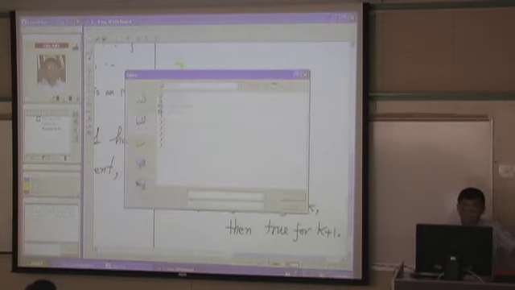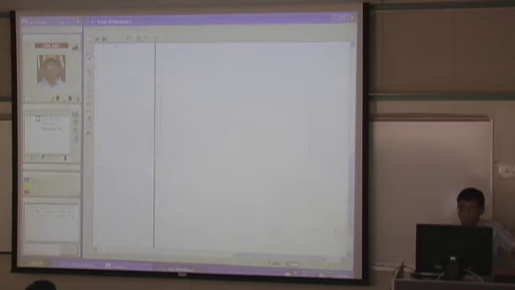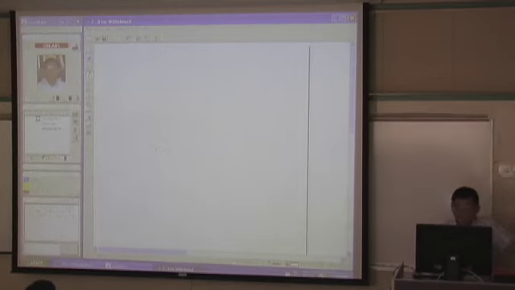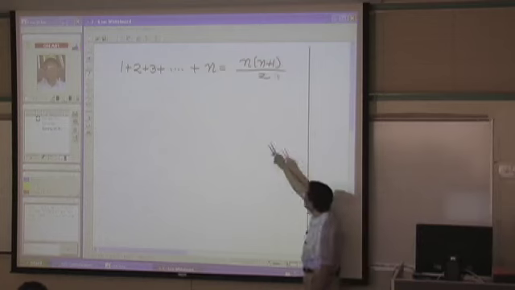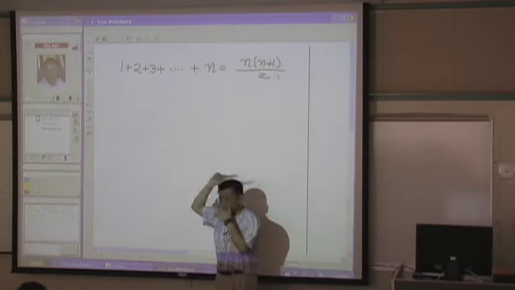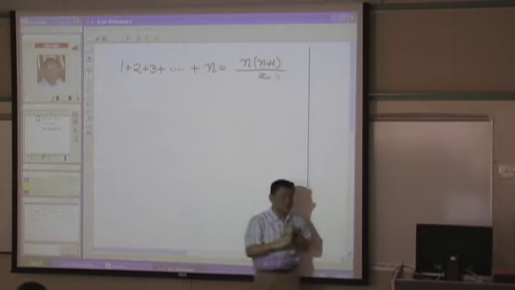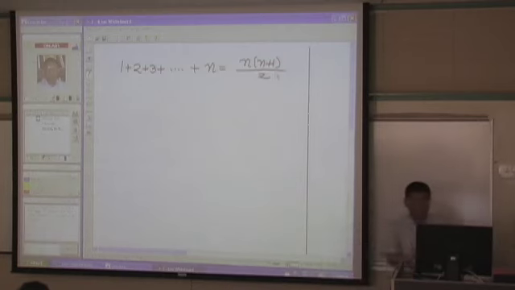Then let's continue. So prove that 1 plus 2 plus 3 plus everything up to n equals n(n plus 1) over 2. The question is proving it. The question is not about knowing this fact. This fact is studied in maybe middle school or high school, but proving is the requirement.